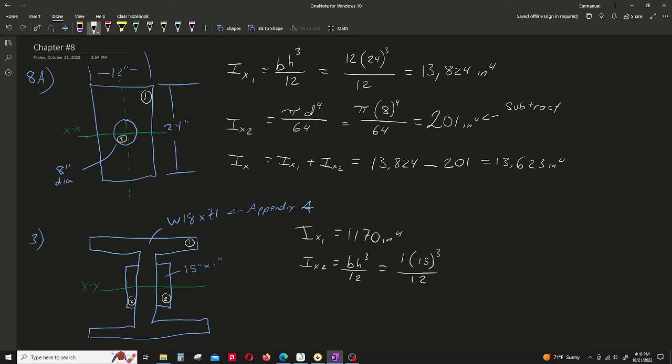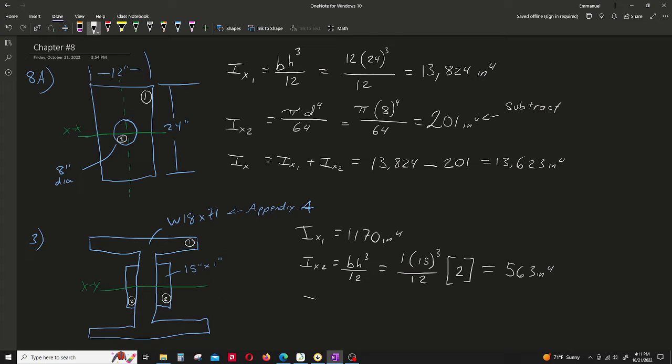And then don't forget, this is also going to be multiplied by 2. So actually, I'm just going to go ahead and factor this into the equation, multiply by 2. The reason being is because we have 2 of those rectangle plates on the side. So therefore, IX2 is just going to be equal to 563 inches to the 4th.